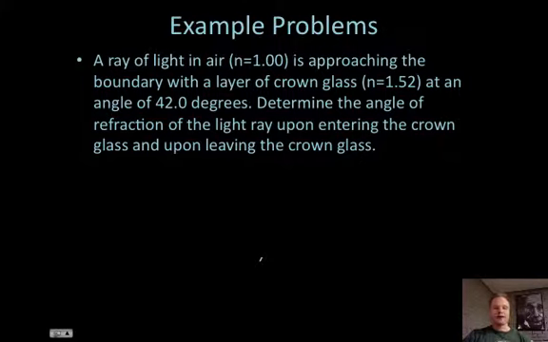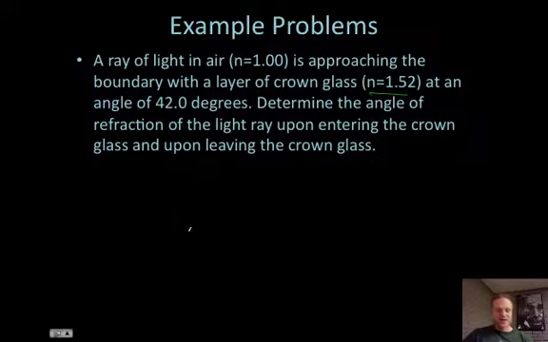It says a ray of light in air with an index of 1 is approaching the boundary with a layer of crown glass with an index of 1.52 at an angle of 42 degrees. Determine the angle of refraction of the light upon entering the crown glass and then upon leaving the crown glass.